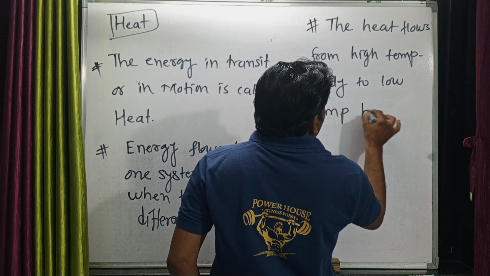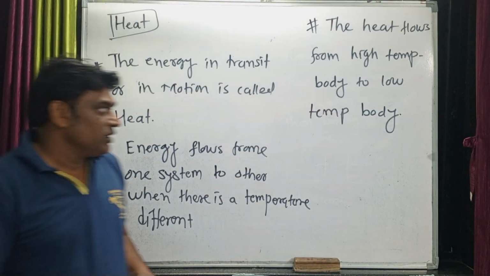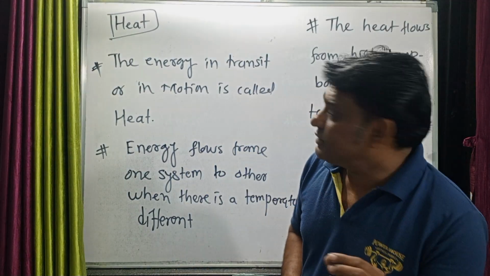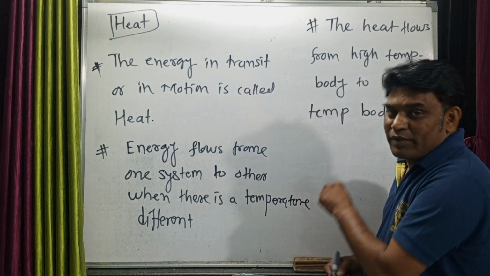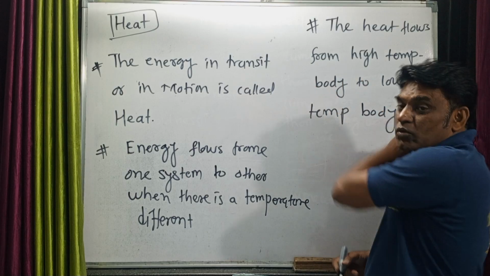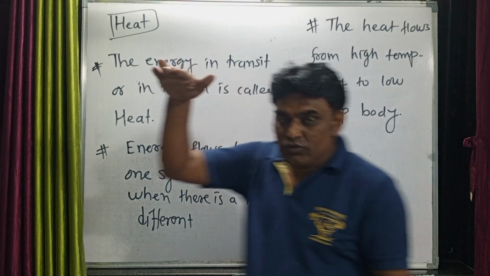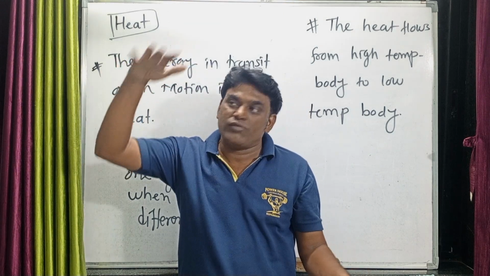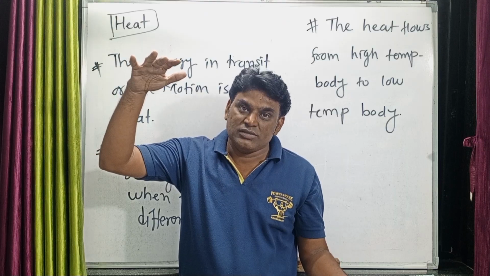Low temperature body or system. This is very important. There must be a temperature difference, and one body should be at high temperature and another body at low temperature, and heat flows from high to low, not from low to high. Just like water in a tank will flow due to gravity from high altitude to low altitude without any effort.